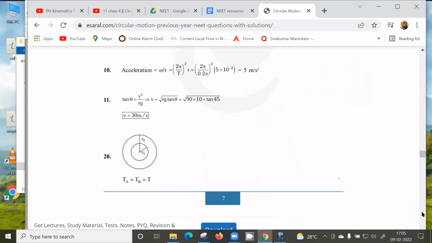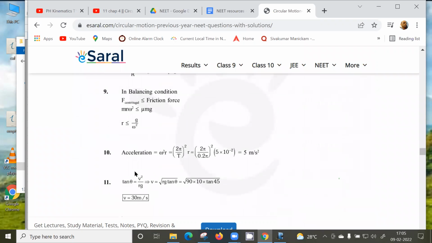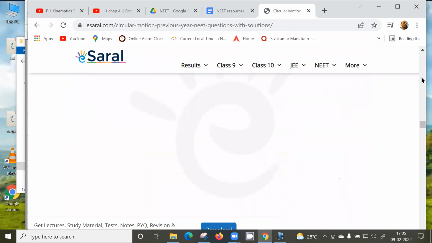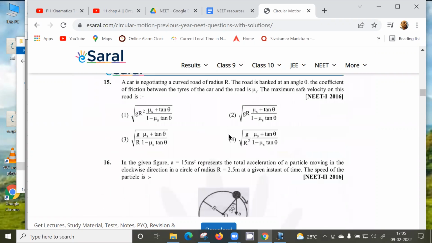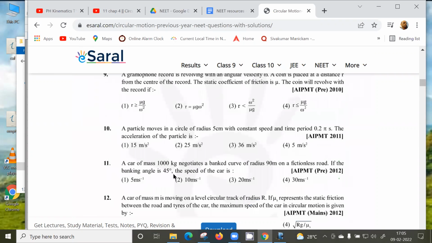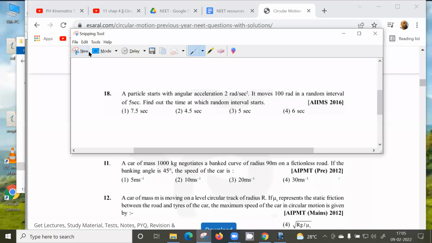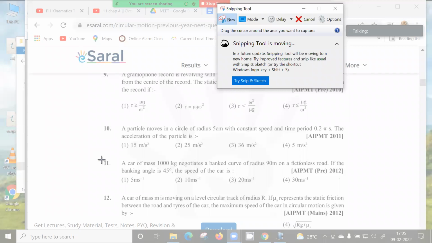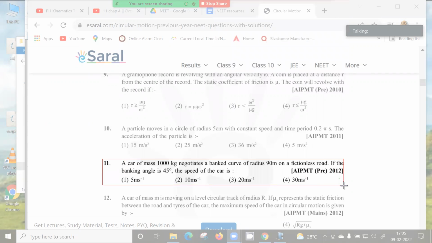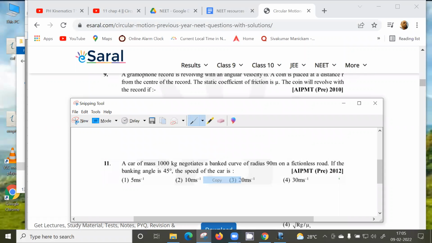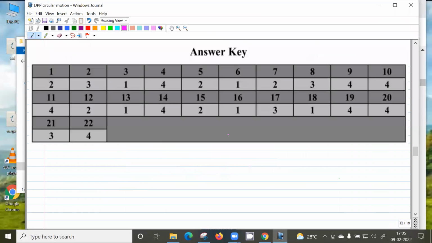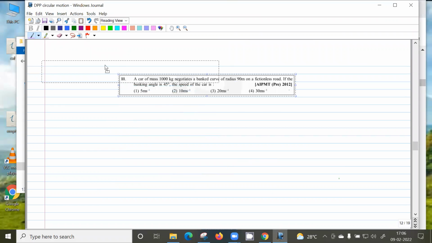I guess this expression itself is wrong, sir. That equation itself. Okay, let's go to the 11th question. A car of mass, conditions. These are the problems that come in Newton's laws of motion. Banking.